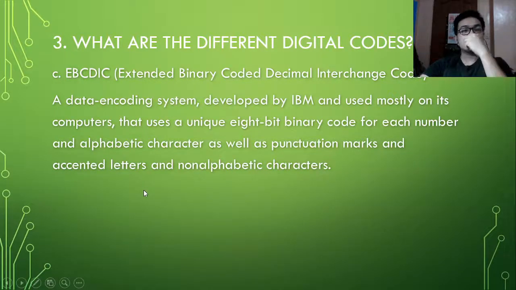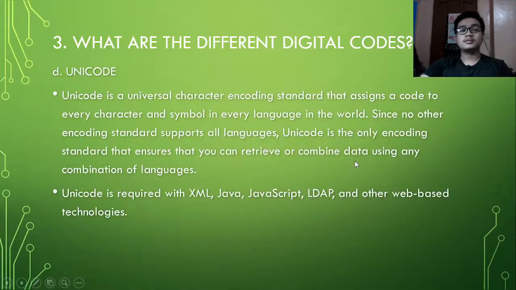Next is the Extended Binary Coded Decimal Interchange Code. It is a data encoding system developed by IBM and mostly used on its computers during the early days of the electronic revolution. It uses a unique 8-bit binary code for each number and alphabetic character, as well as punctuation marks, accented letters, and non-alphabetic characters.